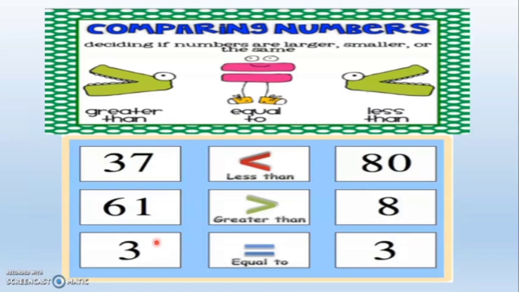Now comparing numbers. You know this sign? Are you familiar with this sign? Yes. In previous classes you might have seen this sign. This sign is greater than, this one equal to and this is lesser than. So how do we read this statement? 37 is less than 80. 61 is greater than 8. 3 is equal to 3. Let's see how to compare numbers.